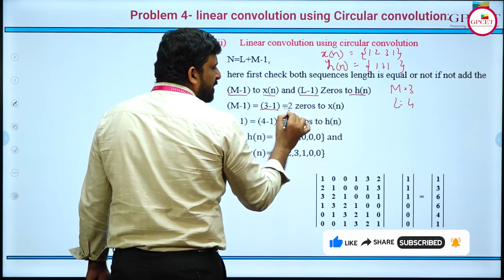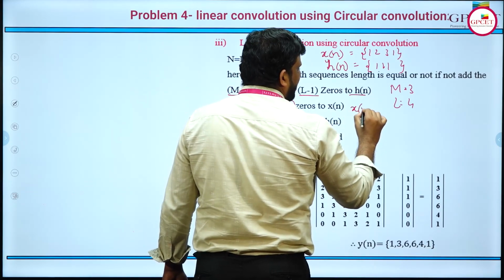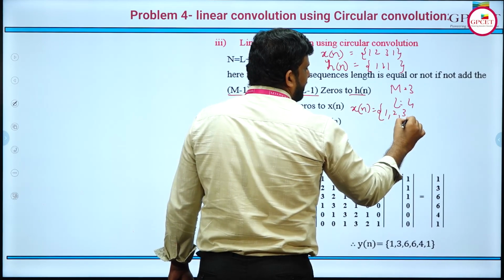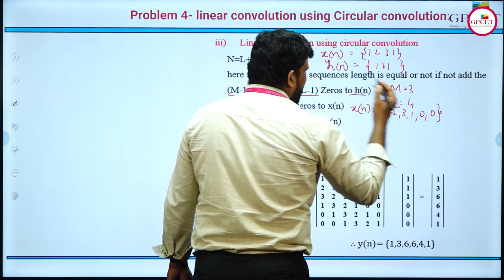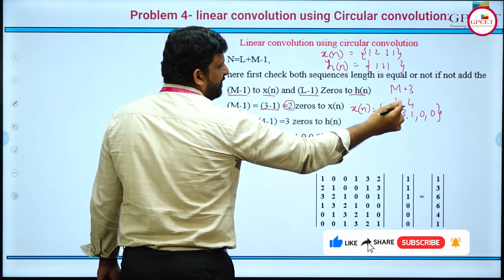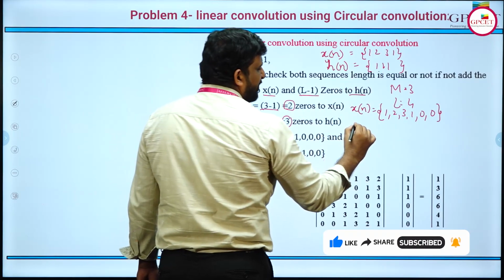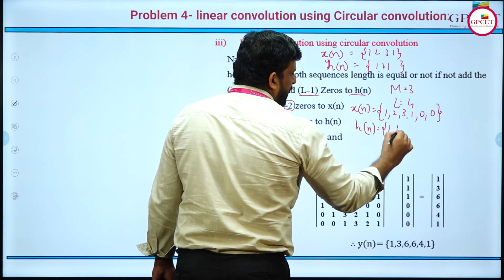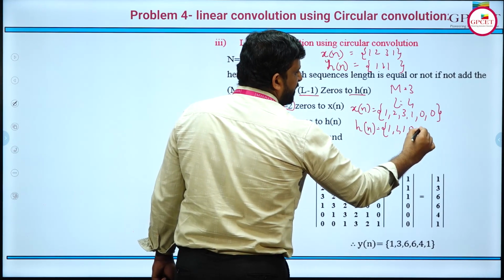That means I am adding 2 zeros to the x of n. So what I am going to get here, x of n is equal to the original sequence 1, 2, 3, 1, and here how many zeros am I adding? 2 zeros I am adding. Similarly, L minus 1 zeros, where L is the length of the sequence x of n, 4. So 4 minus 1, 3. 3 zeros are added to the h of n. The original sequence of h of n is 1, 1, 1. So how many do we need to add here? 3 zeros we need to add.